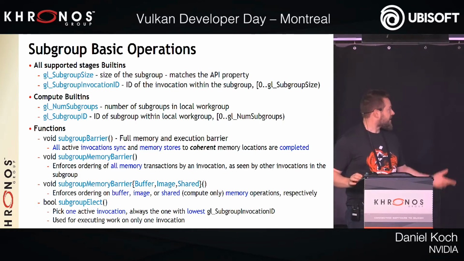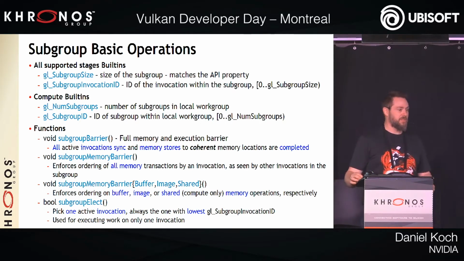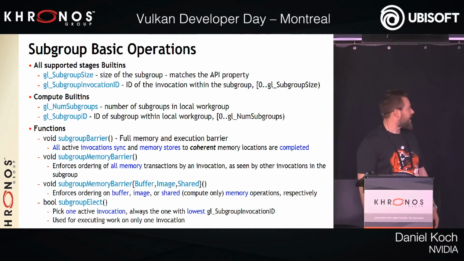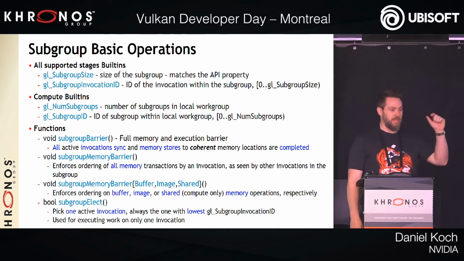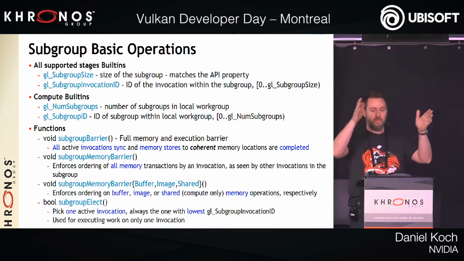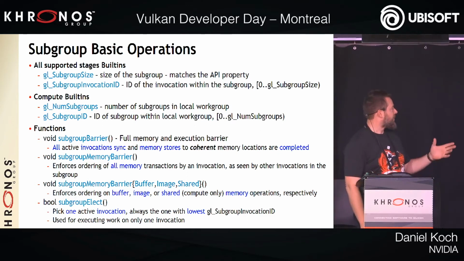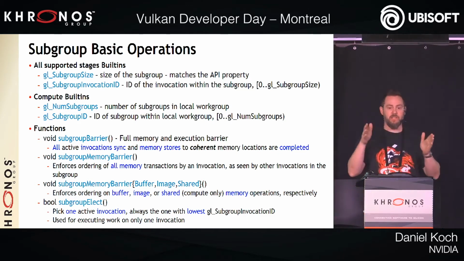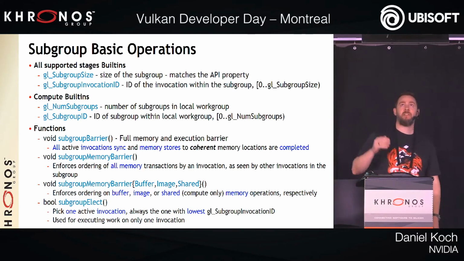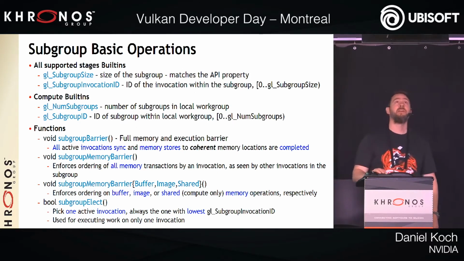So subgroup size is how big your subgroup is, and that's a constant for the device. It's going to match the query from the API. And the subgroup invocation ID, so maybe with a subgroup of 32, you're going to know which invocation this particular invocation is. So that ranges from 0 to subgroup size minus 1.